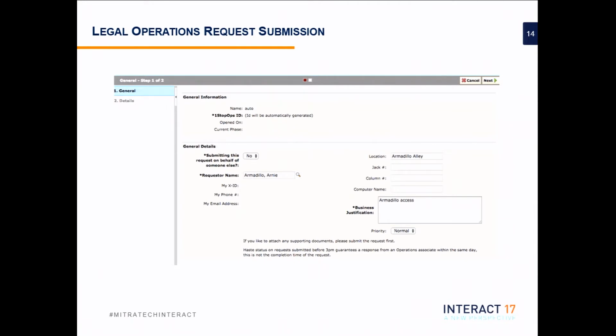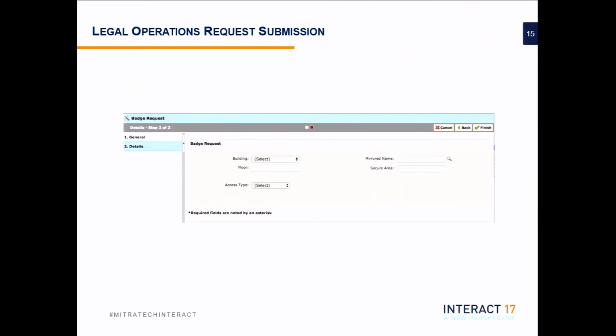Right, so here's the simple screen. Here's the wizard that we built for them. This is just one of them. I believe this is the badge request. The required fields are who it is requested for and what the business justification is, and the rest you can fill in later if you need to.